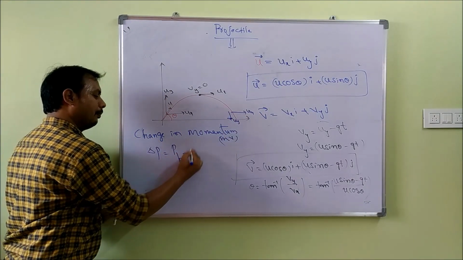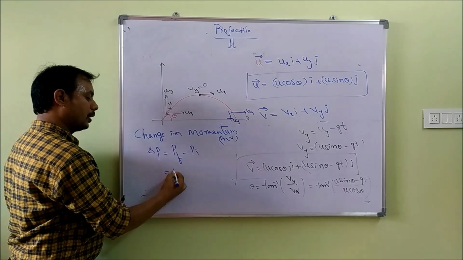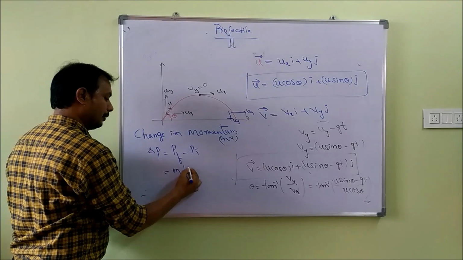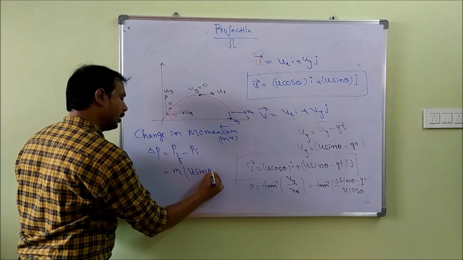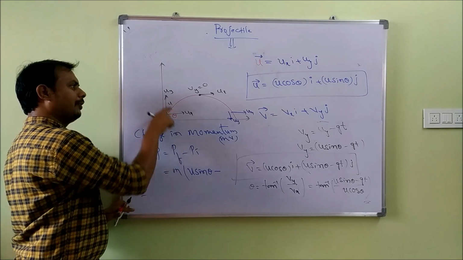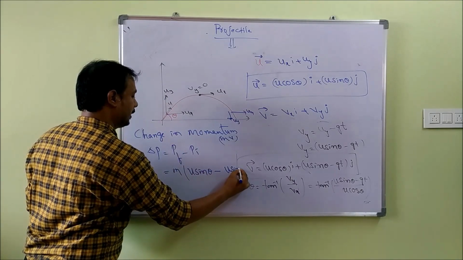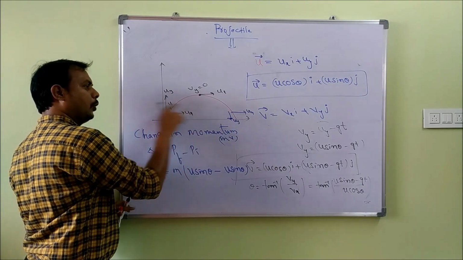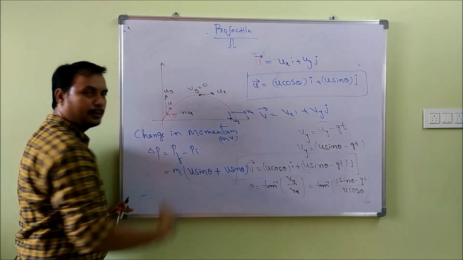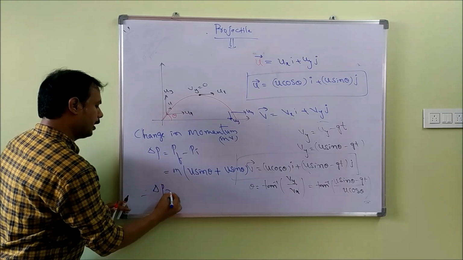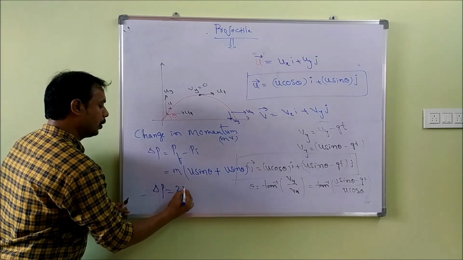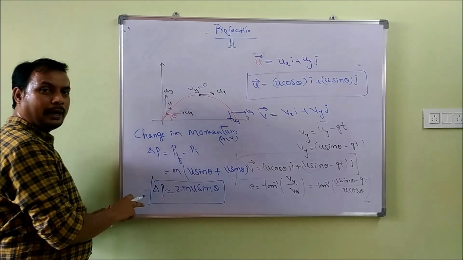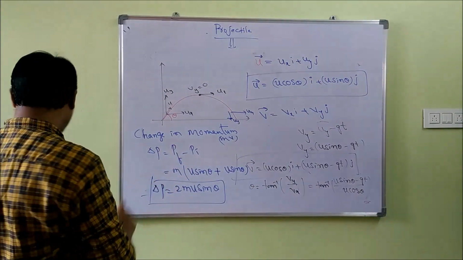Final momentum minus initial momentum. The mass of the projectile is m. Final velocity is u sin theta, minus the initial velocity, that is u sin theta, but for uy, the final velocity and initial velocity are opposite to each other. Minus of minus becomes plus, so the change in momentum becomes delta p equals 2 mu sin theta. This is the change in momentum in terms of theta.